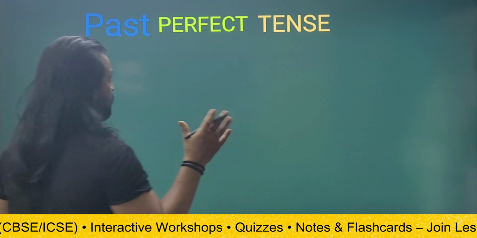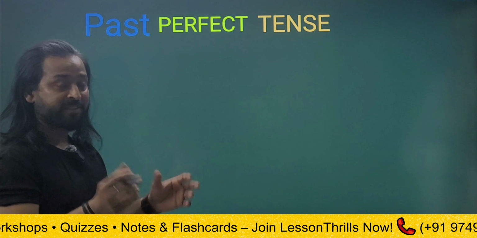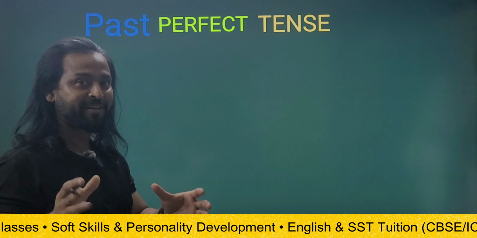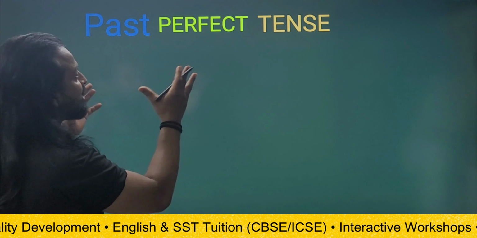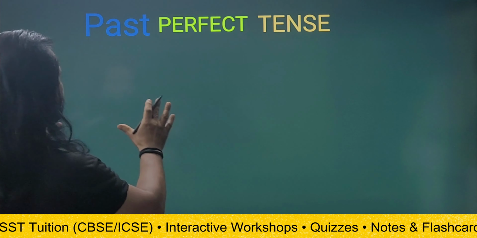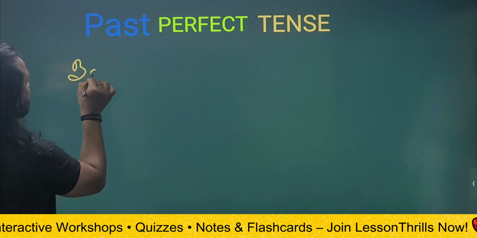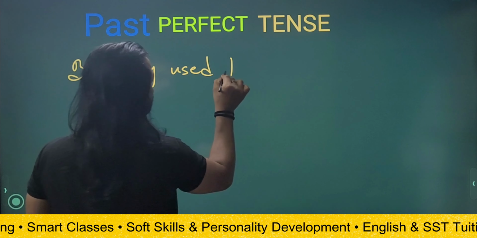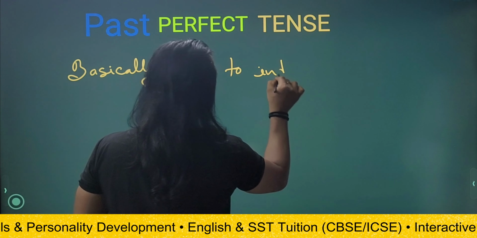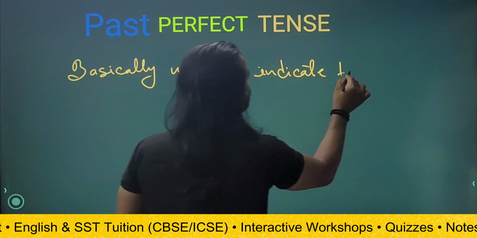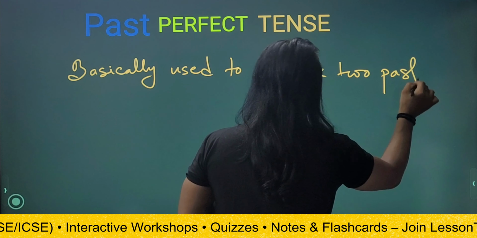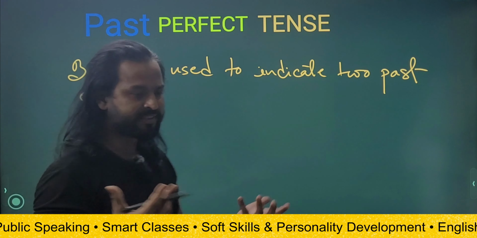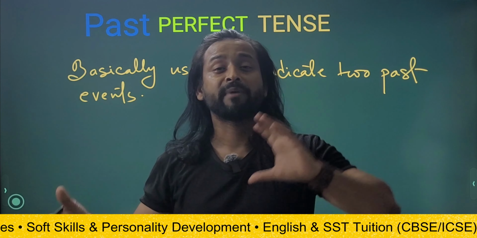Past perfect tense. So here, when to use past perfect tense or what is past perfect tense? Which time period is mentioned with the help of past perfect tense? See, past perfect tense is basically used to indicate two past events.